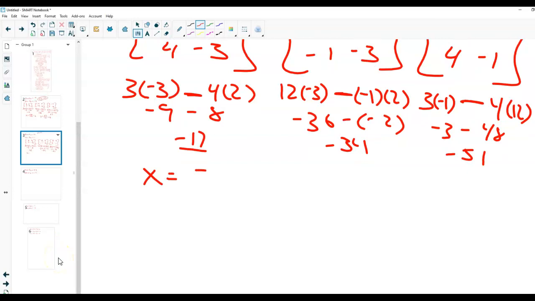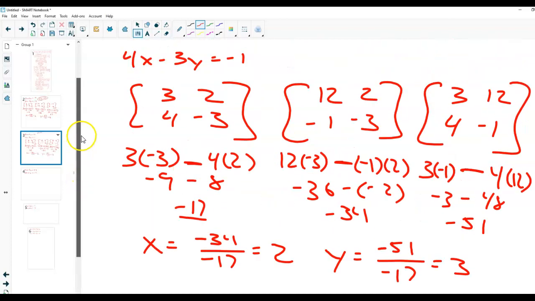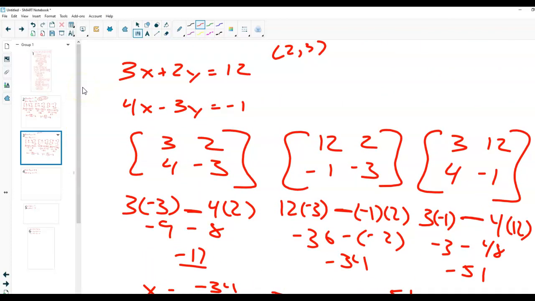X equals negative 34 over negative 17, that's 2. Y equals negative 51 over negative 17, that's 3. So my answer to this one is 2, 3. 3 times 2 is 6, 2 times 3 is 6, 6 and 6 is 12. 4 times 2 is 8, 3 times 3 is 9, 8 minus 9 is negative 1.